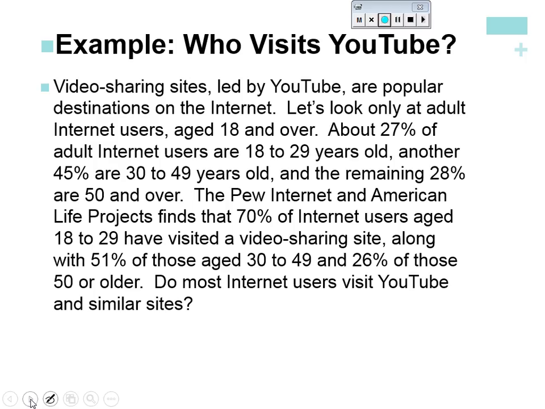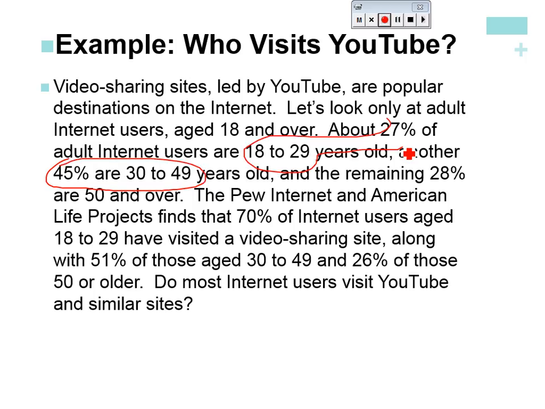So some other examples that kind of go with this, I think this is a pretty good one here. So you have video sharing sites led by YouTube are popular destinations on the internet. Let's look only at adult internet users aged 18 and over. So what we have here is about 27% of adult internet users are 18 to 29, another 45% are 30 to 49 years of age. Let me just kind of mark these here.